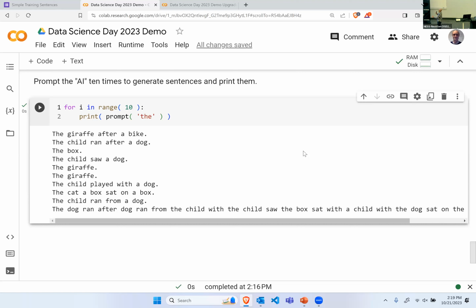A lot of the nonsense is coming from the fact that it's only looking at the previous word when guessing the next one. So it's sort of locally like English, but not in the grand scheme of things. And then I'm not going to read that last one.